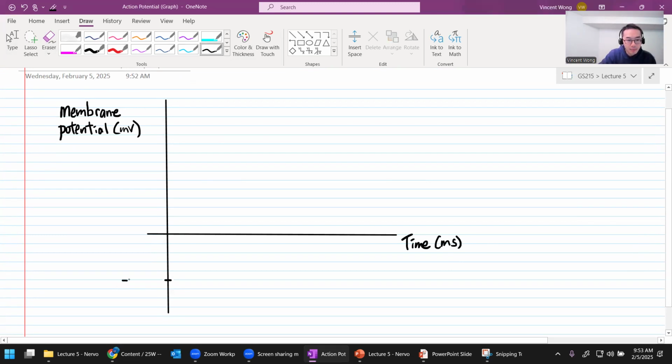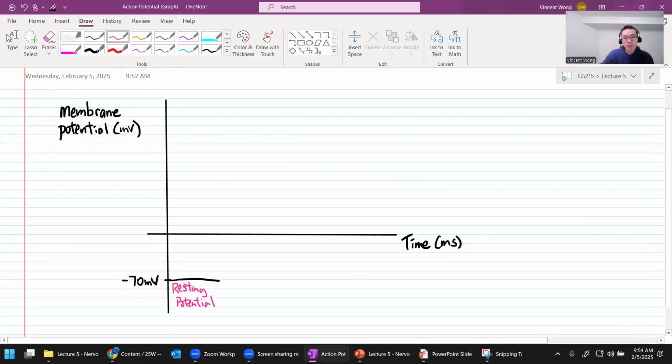All right. So on the y-axis, when our neuron is not doing anything, it is sitting at minus 70 right here, minus 70 millivolts, right? And it's not changing. This is called the resting potential.